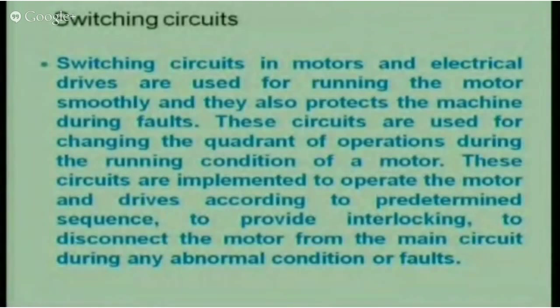use. Switching circuits in the motors and electrical drives are used for running the motors smoothly, and they also protect the machine during faults. These circuits are used for changing the quadrant of operations in the running conditions of the motor. These circuits are implemented to operate the motor and drives according to predetermined sequences, to provide interlocking to disconnect the motor from the main circuit during any abnormal conditions or faults.